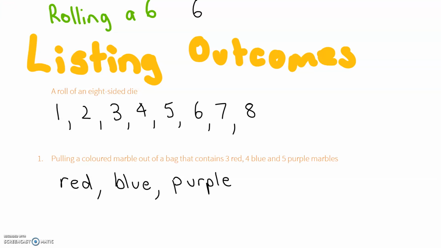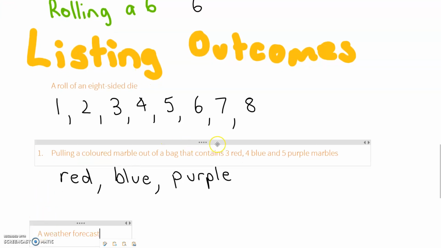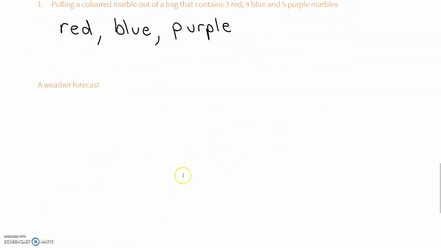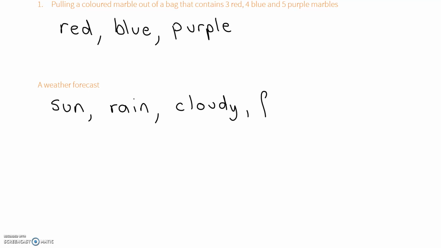So weather forecast, that's the next one. Now there's lots of different possibilities here. We're not going to list every single one. We're just going to list the most common ones. So the weather forecast could be sunny, could be predicting rain, could be predicting a cloudy day, could be predicting fog, could be predicting frost or snow. There's lots, yeah? There could be heaps of them.